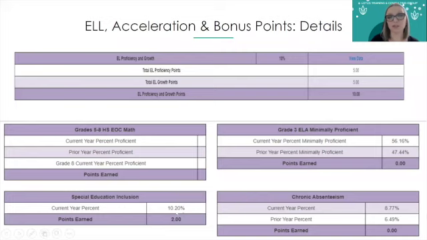Special ed inclusion is the percentage of students that spend 80% or more of their time in a general ed push-in program. And so this is relative to the state average. And chronic absenteeism, which is students who have 10 or more absences and haven't been withdrawn, or 18 absences total, or 10%. So we want to decrease the percentage of students who are chronically absent.